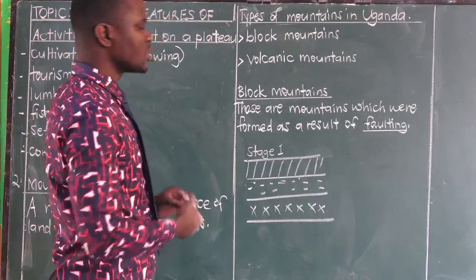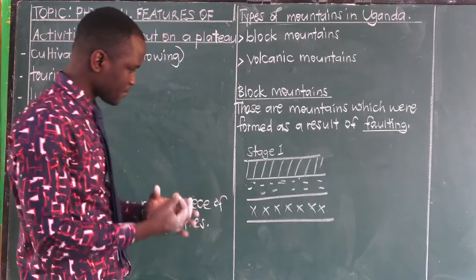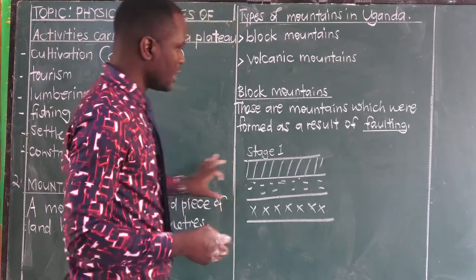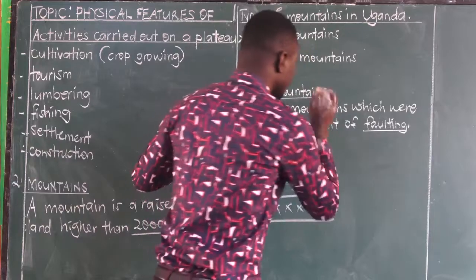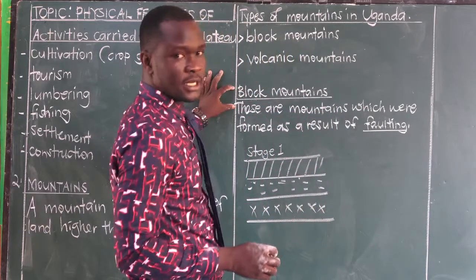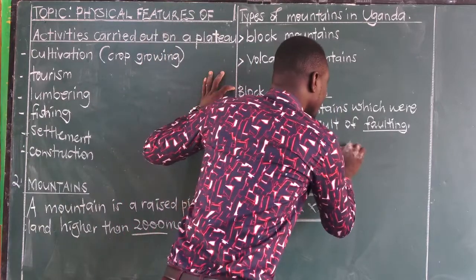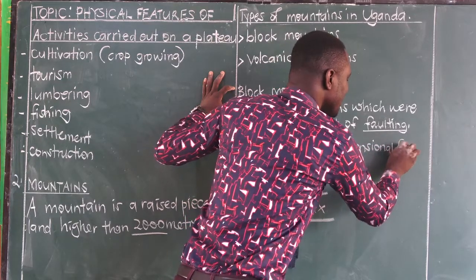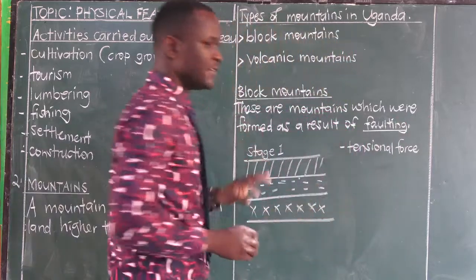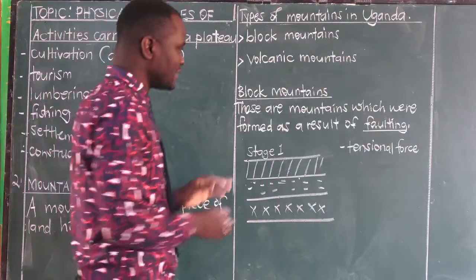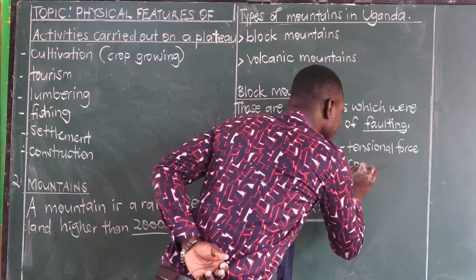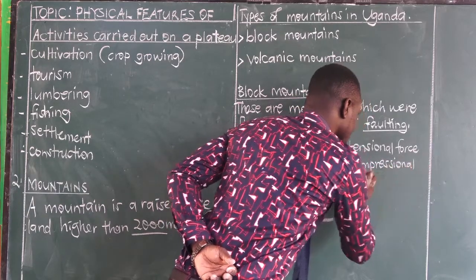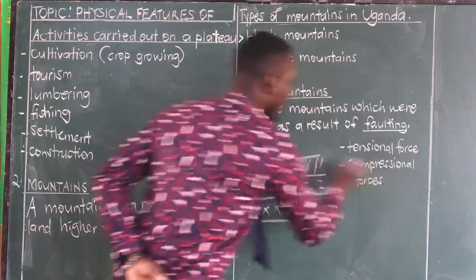Now, here we are going to look at the forces acting on this earth. Here we have two types of forces that led to the formation of these mountains. We have what we call tensional forces. You will be asked, name any two forces or name any one force responsible for the formation of block mountains. We have tensional forces, and then we have what we call compressional forces. Now, what is the difference?